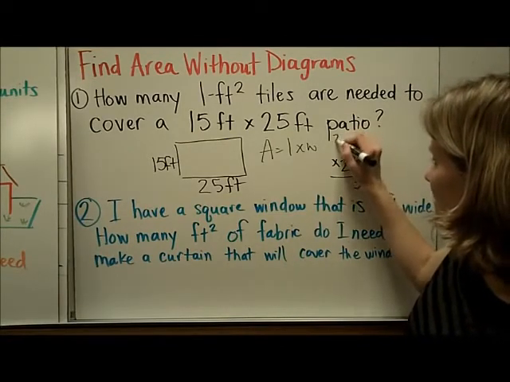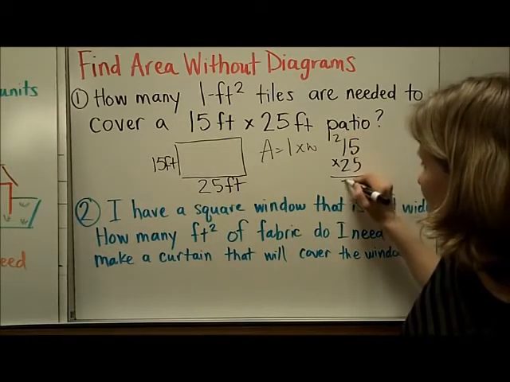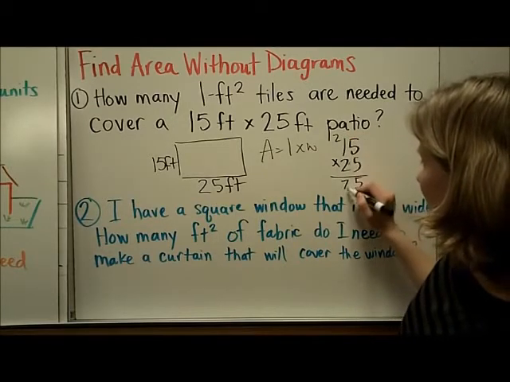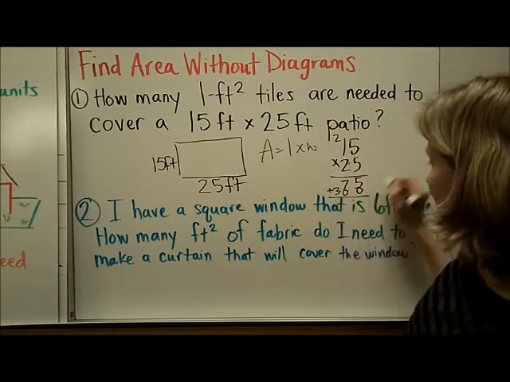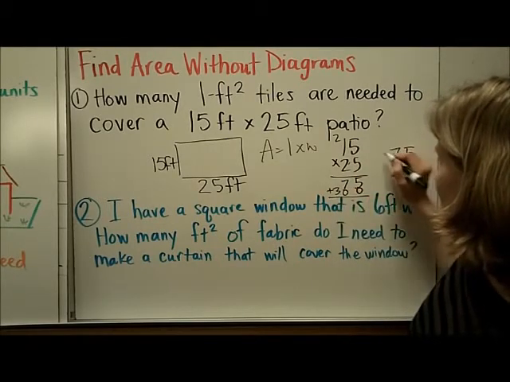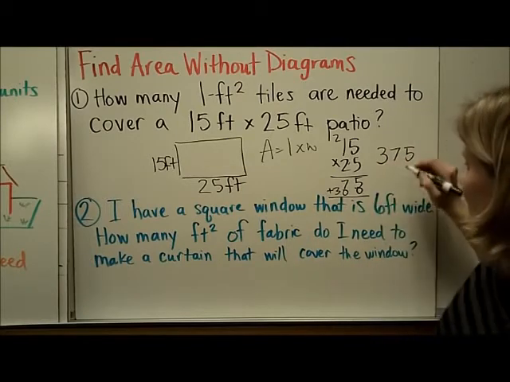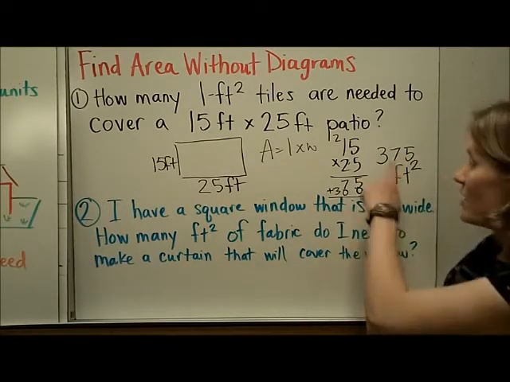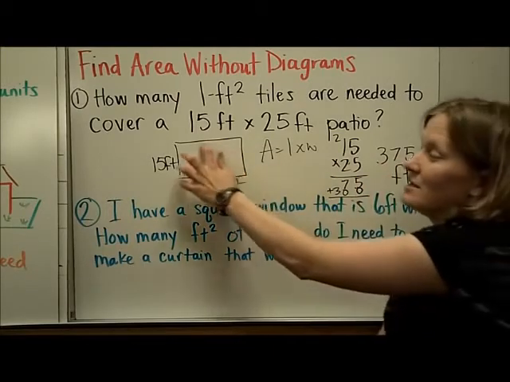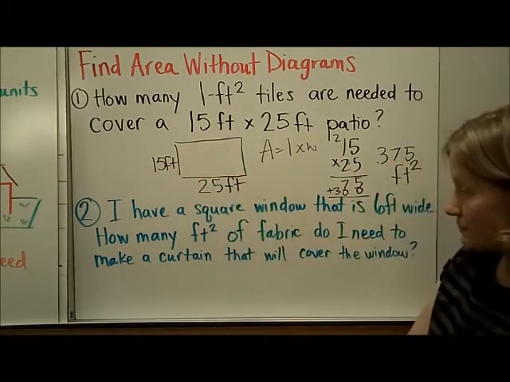5 times 5 is 25, write 5, carry the 2. 5 times 1 is 5, plus 2 is 7. Then 2 times 15 is 30. And then if I add them together, my total is going to be 375 square feet. So it would take me 375 tiles to cover this patio.